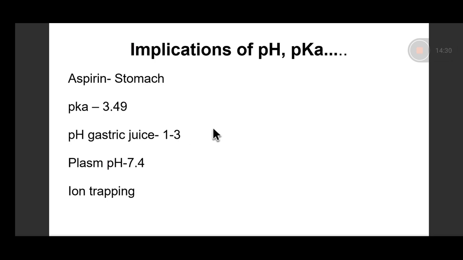Yes. Majority of people are saying non-ionized. Excellent. So you understood. Yes, aspirin in the stomach will remain unionized. Now it diffuses across the gastric lumen into the gastric cell.